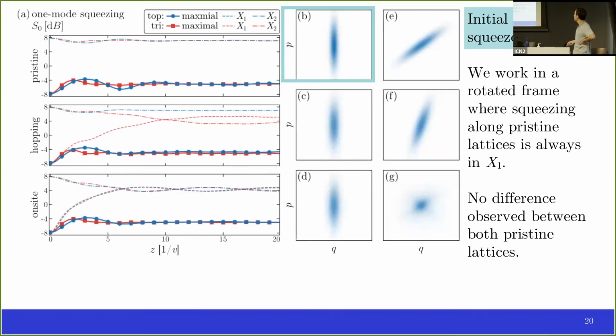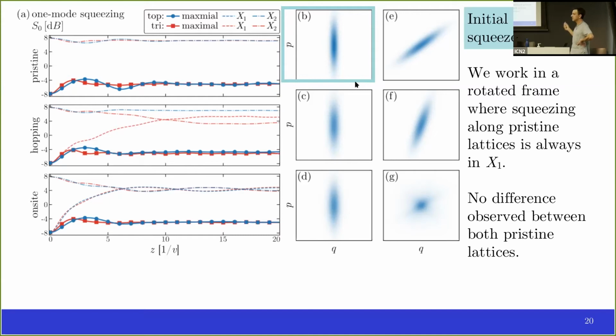So these plots over here show the squeezing along the propagation axis z, and all the plots on the right show different things that I'm going to tell you right now. On the left, we have the evolution of squeezing for the pristine systems, the hopping disorder, and the on-site disordered. All blue curves correspond to a topological system, while all the red curves correspond to a trivial system, and the solid curves correspond to maximal squeezing, while the dashed curves correspond to squeezing at the horizontal and vertical quadratures. For all the systems, the initial state is the one highlighted here in light blue.